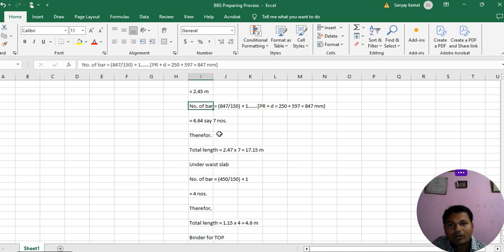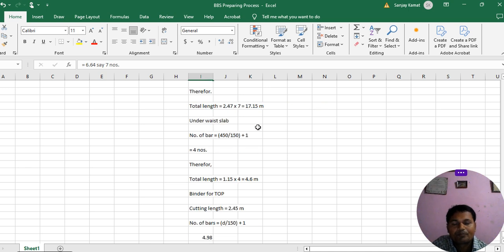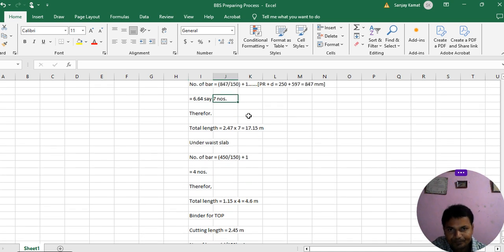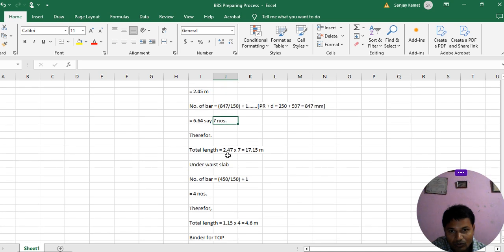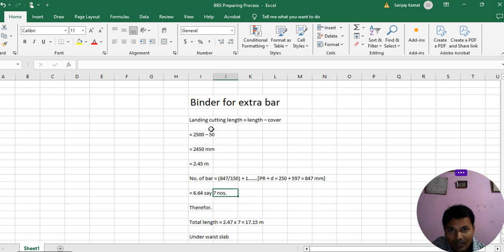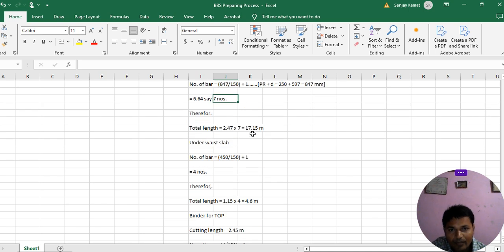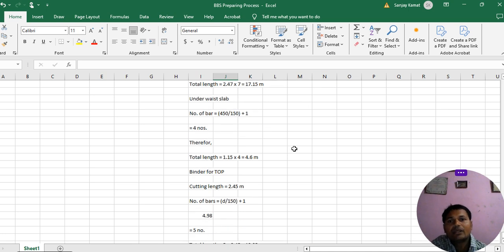In the same way, if we calculate the number of bars, how much will it come? Number of bars is equal to 6.64. This time we have to round up, because this is greater than 4, so you can round up, and this will be approximately 7 bars. The number of bars will be 7. Therefore total length this time: we have to multiply this 7 with 2.45, the cutting length. After multiplying, it will be 17.15 meter.